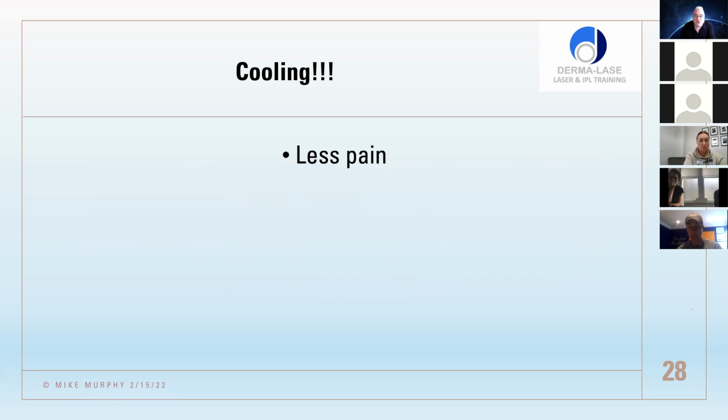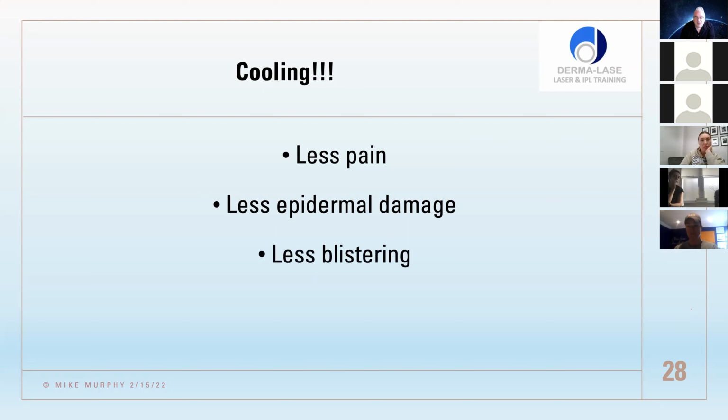So cooling also reduces the pain because if you cool the skin surface, you reduce the temperature of the pain sensors. You can reduce it by 10, 15 degrees or something like that. And then when you hit the skin with the laser energy or the IPL energy, they're much cooler, so they're less likely to trigger. So you take away a lot of the pain sensation. There's less chance of epidermal damage because you're not cooking the melanin in the epidermis as much. Less chance of blistering. Nobody likes a blister. And you get happier clients. So cooling is just a good idea all around.